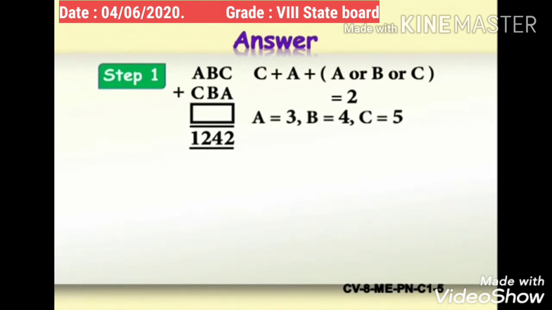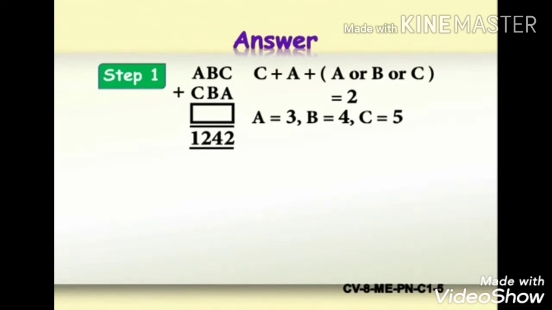Let A is equal to 3, B is equal to 4 and C is equal to 5. Since A, B, C are consecutive digits, if C plus A plus another A is considered, then we get C plus 2A, means 5 plus 2 into 3, which is equal to 11. But we have to get 2 in units place. Hence C plus A plus another A is out of question. Similarly, C plus A plus C does not give 2 in units place. Similarly, 5 plus 3 plus 5, which is equal to 13, which is not possible.